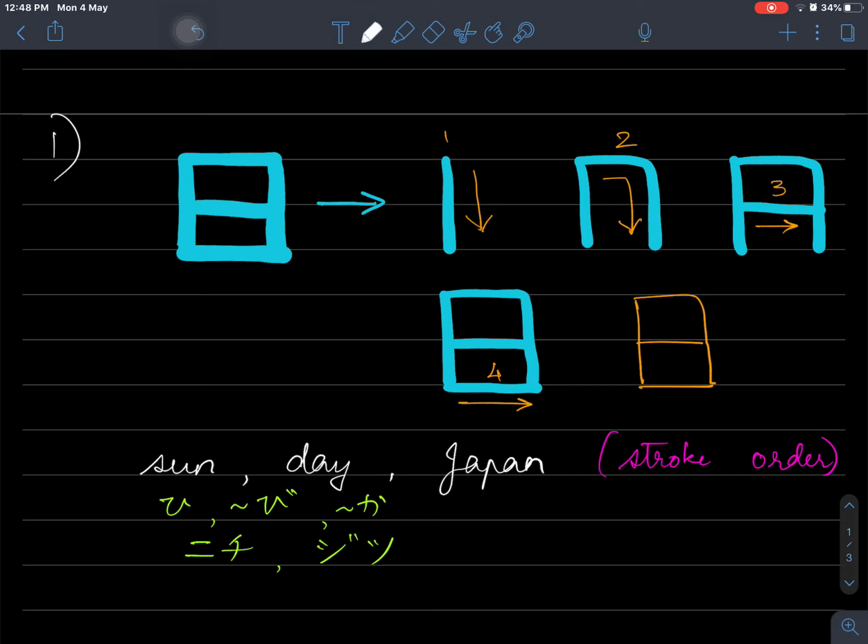So this first kanji, nichi or jitsu, you can also read it as hi. When it is the succeeding kanji of a previous kanji, it will be read as bi, or it can also be read as ka. Let's do some words that go along with it now.